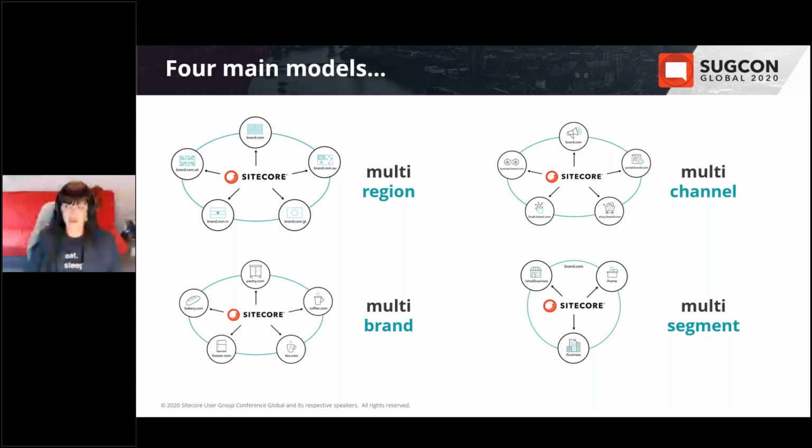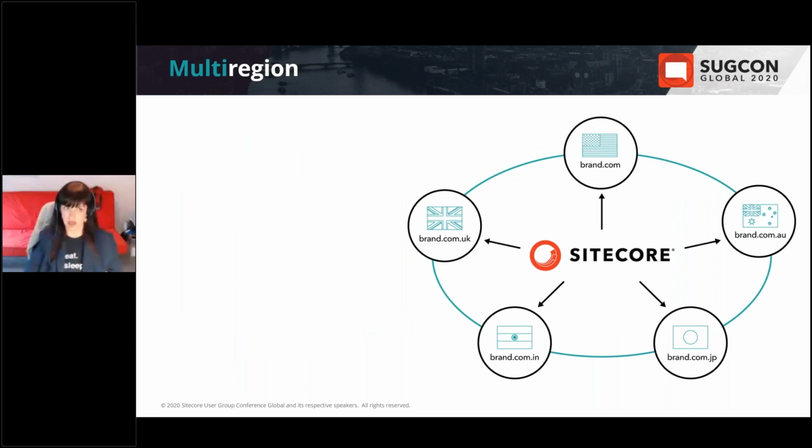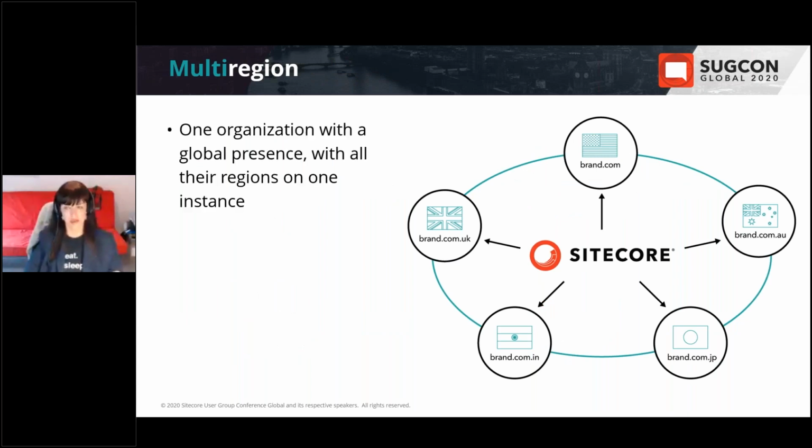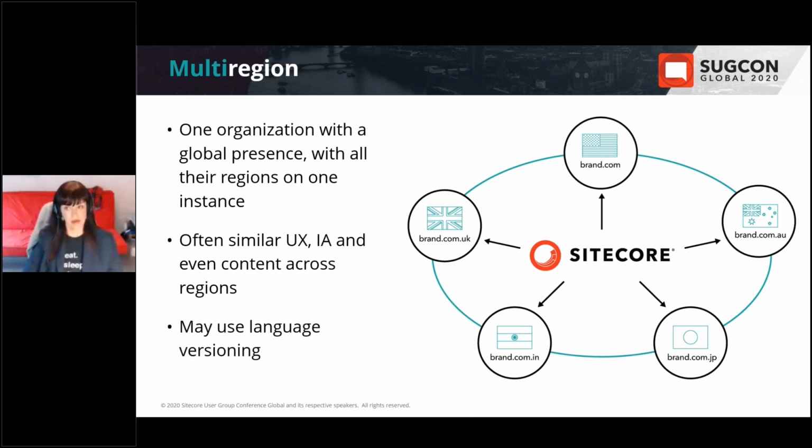Now, let's get into it. For each of the models, we looked at some strategic considerations and quick wins. So for multi-region, we're talking about, as I said, one organization with a global presence with all of the regions on one instance. They often have a very similar UX, information architecture, and sometimes even content shared across regions. And they may also use language versioning, which I'll talk about in a second. That creates a special thing that you just need to take care of when you're actually rolling out personalization.